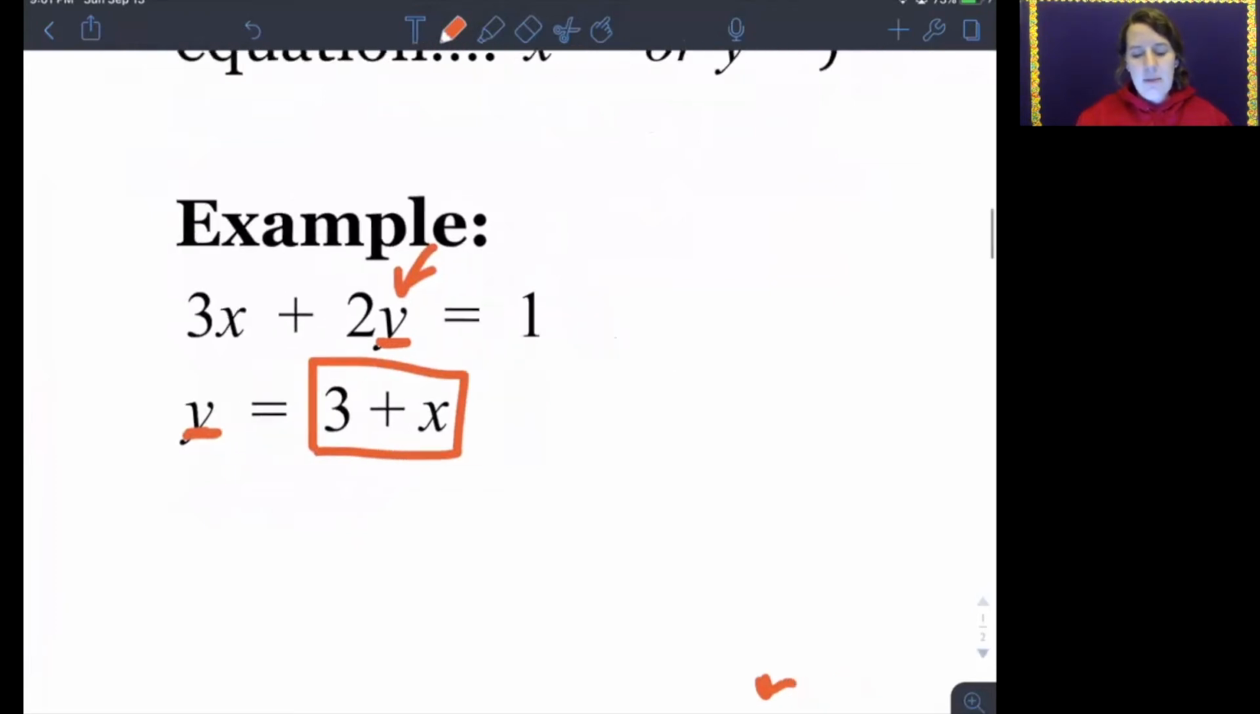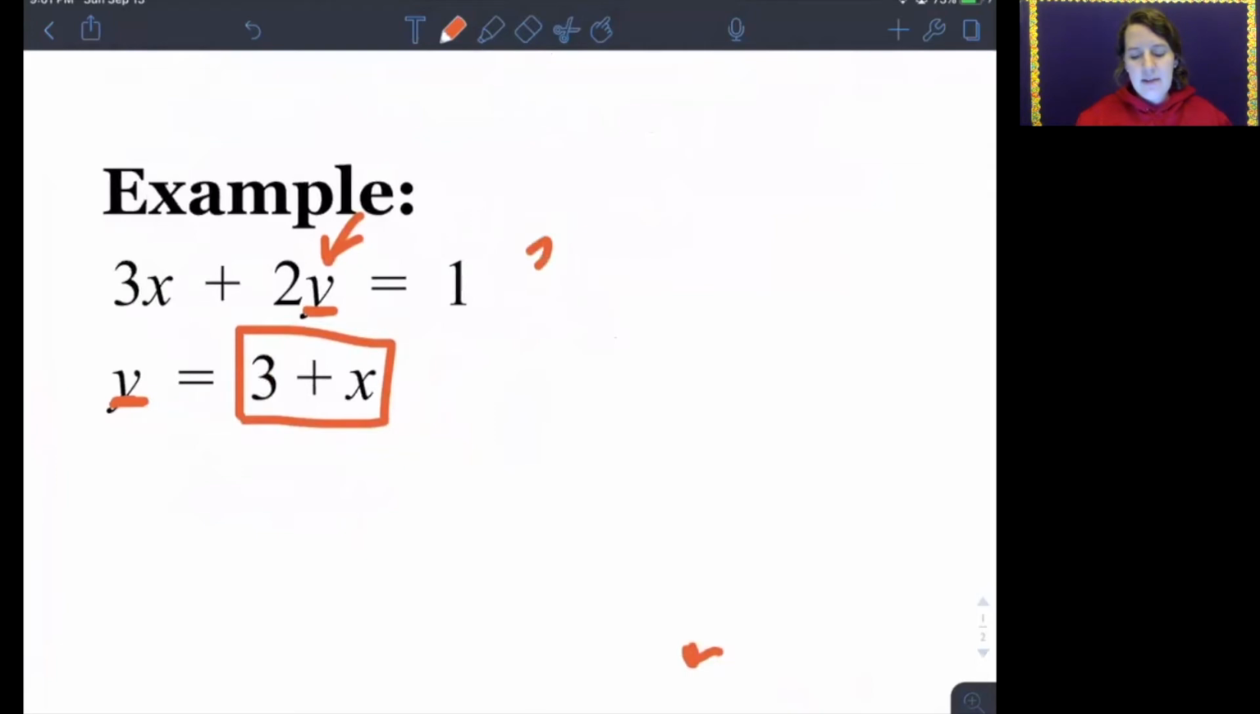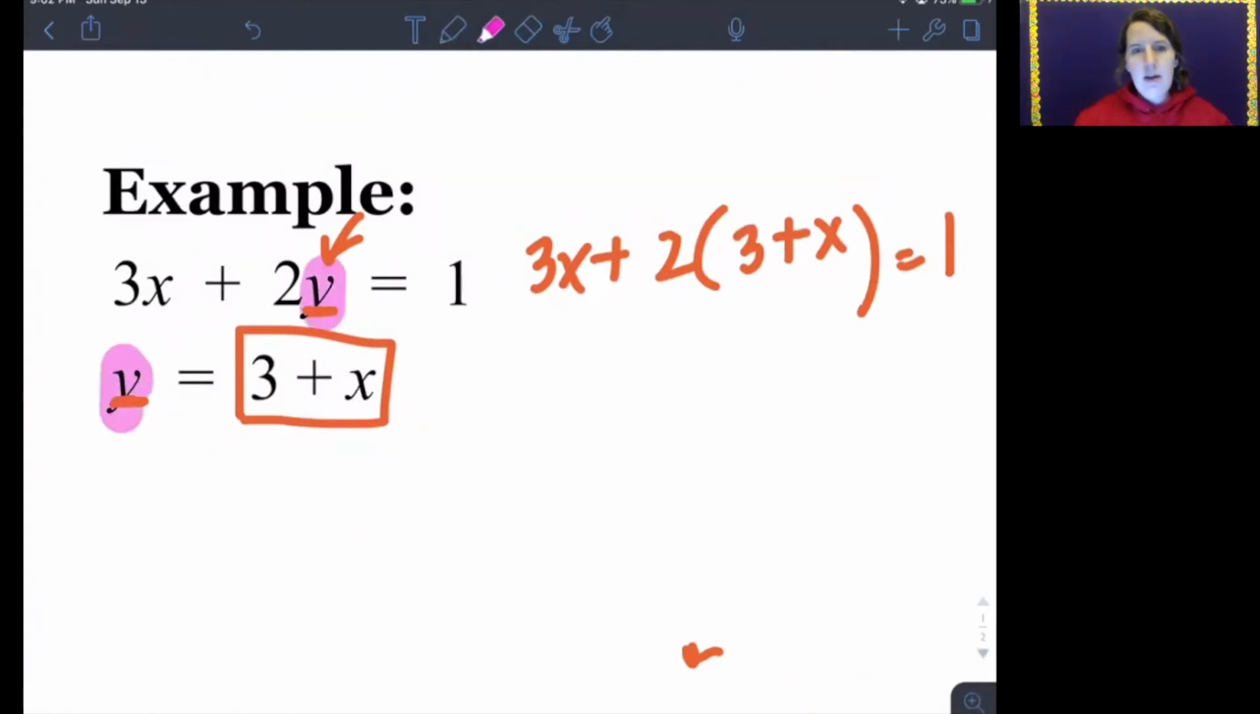So I'm going to come out here to the right, and I'm going to say 3x plus 2 times y equals 1. Remember, y, I can substitute in with 3 plus x, because anywhere I see a y, I can replace it with 3 plus x. Now, we've got to do a couple of steps in order to simplify this down and solve.